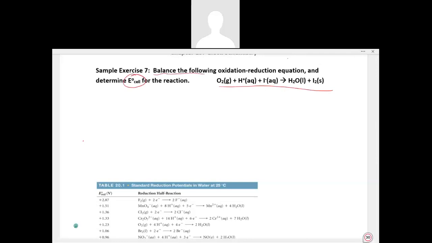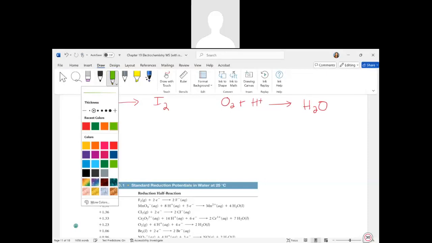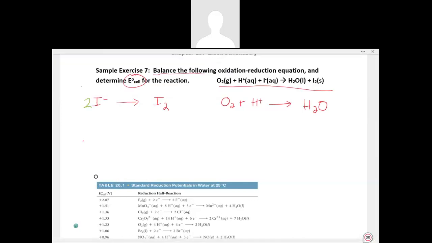So I have my first half here with my iodine, and then my second half equation will include everything else. So I'll have my O2 plus my H plus, and that will give me H2O. If you recall, we need to balance everything other than hydrogen and oxygen. So let's do that with our iodine over here. We're going to place a 2 in front of this iodide here. So now we have balanced everything.